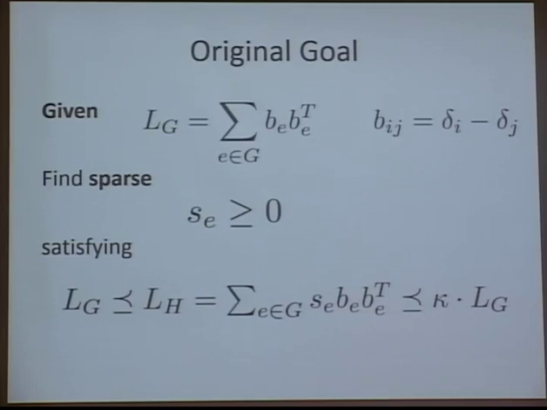I haven't done anything. I'm just saying that finding weights for these outer products is the same thing as selecting edges and selecting weights for the edges. So this is the graph sparsification problem.